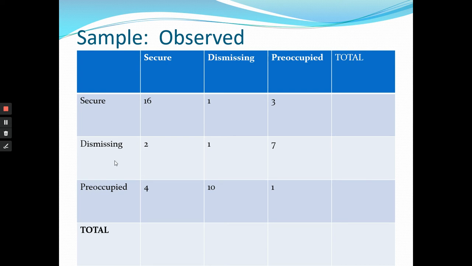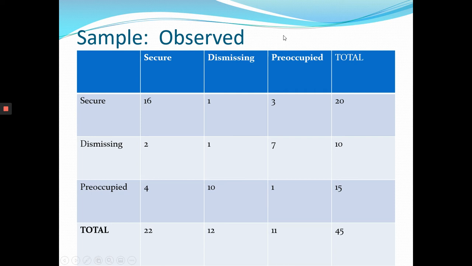Okay, so just as I mentioned before, the first step you should have done is to do the totals. Totals for the columns and totals for the rows. So how many secure people do we have? We have 22 secure people here, and this is based on this partner. So we're comparing these partners versus this partner. We have 22 secure, 12 dismissing, and 11 preoccupied.